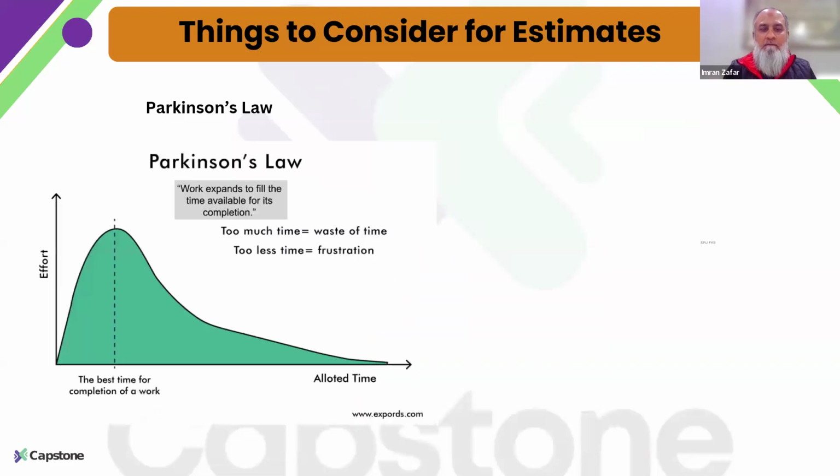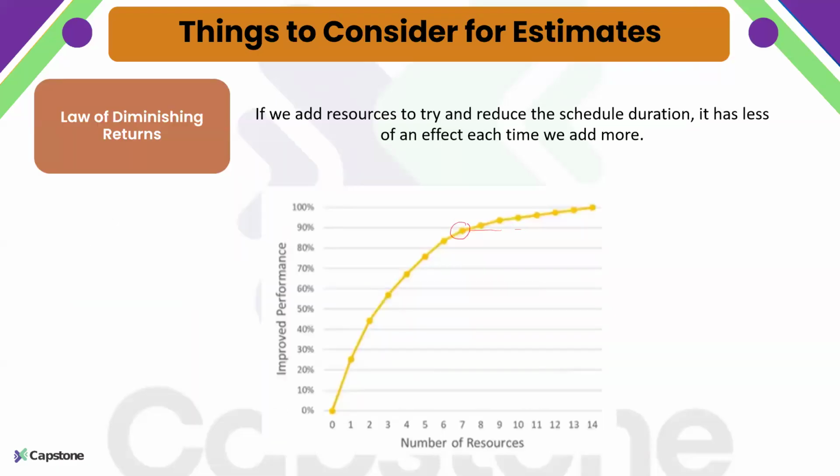Another is Parkinson's law. Sir, if we sum it up, the law of diminishing returns means that by adding more resources, we won't produce the actual output. We might also impact the schedule, correct?